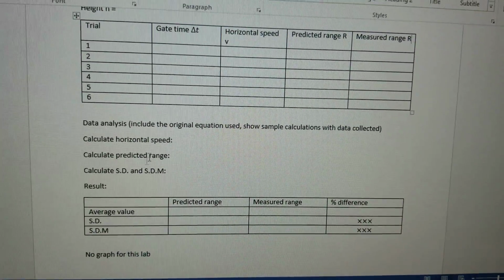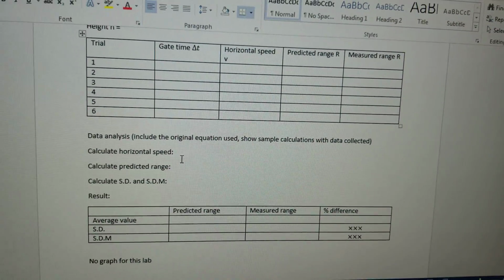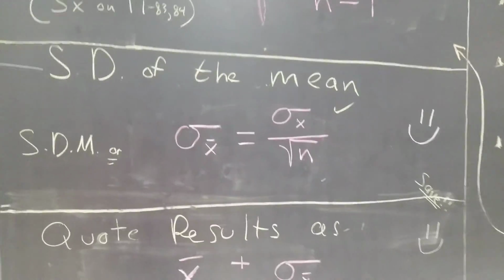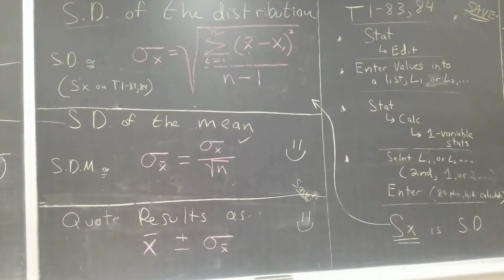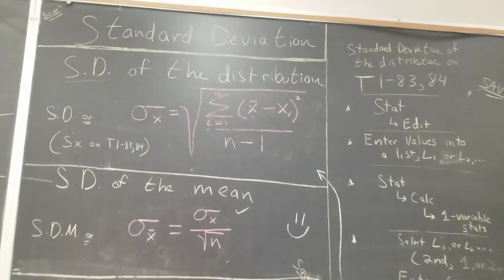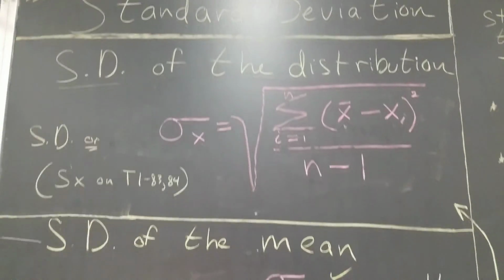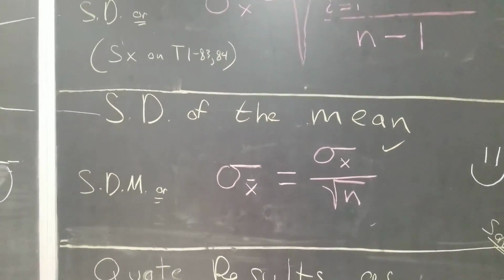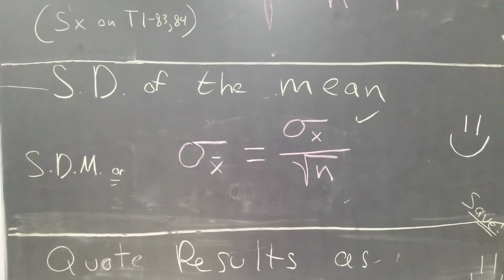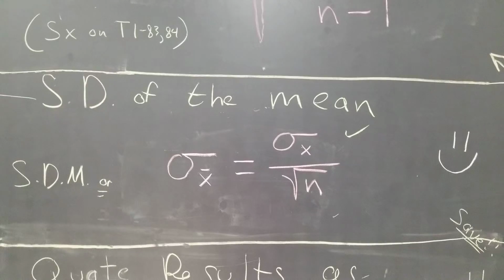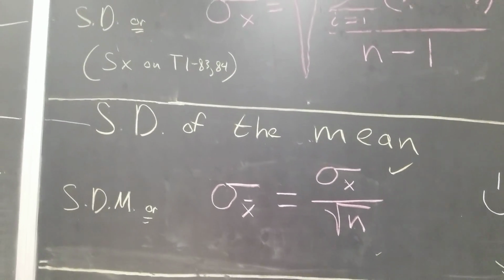For the sample calculation, always include the original equation and the data. The standard deviation is calculated in the same method that you did for the free fall motion. This is the equation to calculate the standard deviation, and the standard deviation of the mean will be the standard deviation divided by square root n. N is the number of trials. In today's lab we did 6 trials, so n will be equal to 6.